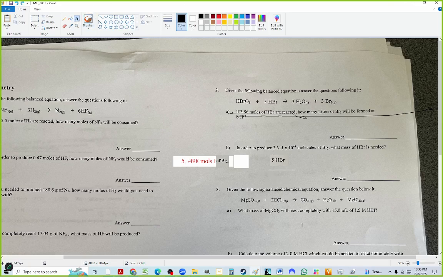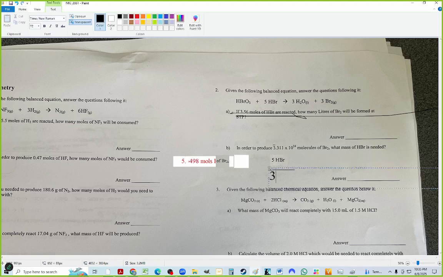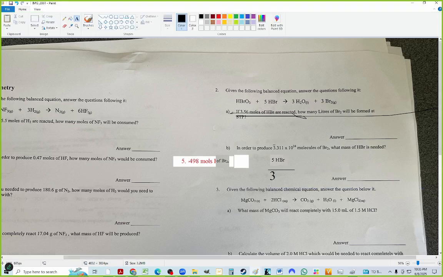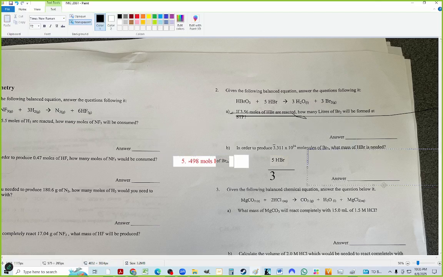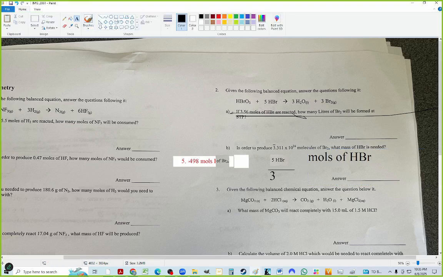And then we multiply the 5 times the 5.498 and divide by 3. And then we end up with moles of HBr. But they don't want moles. Look what they want. They want liters. Oh, wait, no. Always read your questions. I read it and then my brain tripped or something. They want the mass in grams, so then we've got to convert moles to grams. And what do we do? Let's look at the bridge.